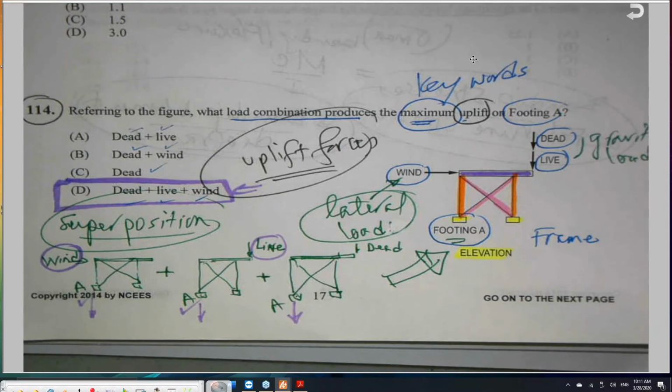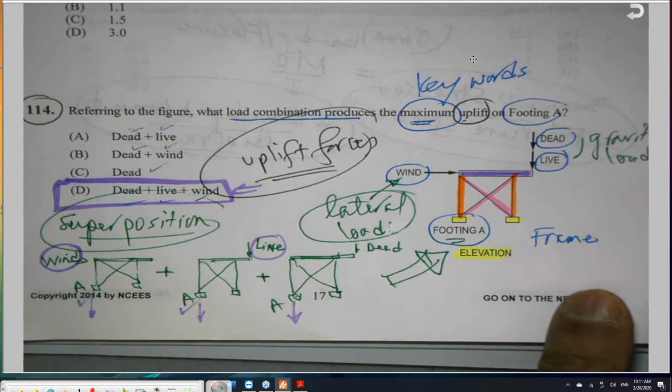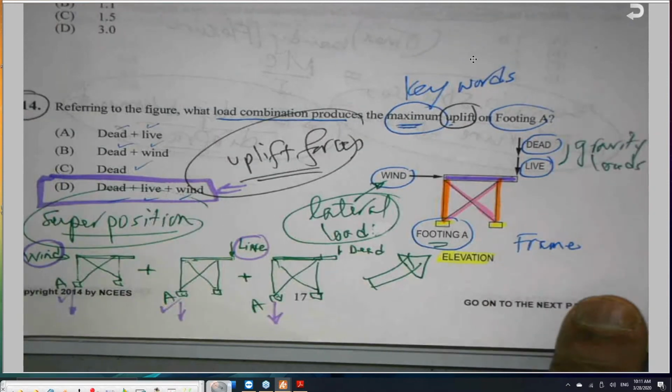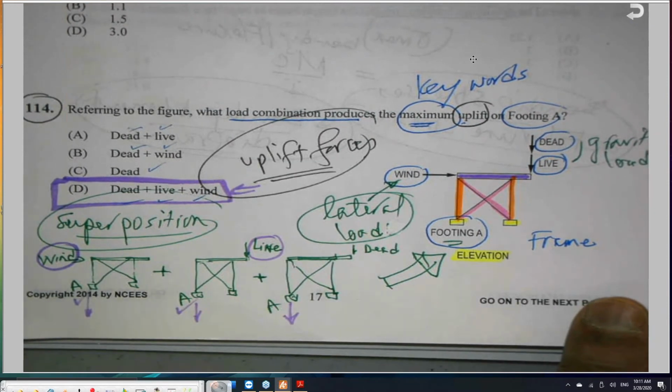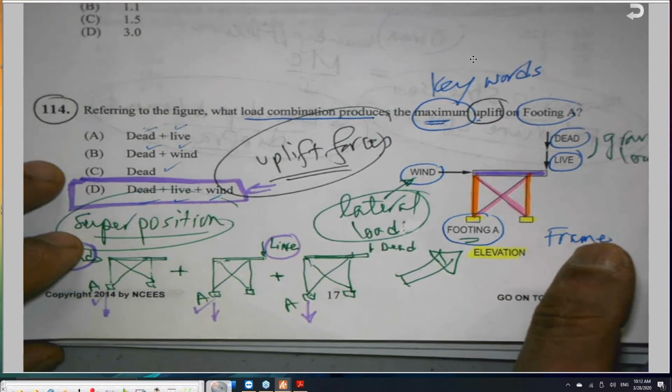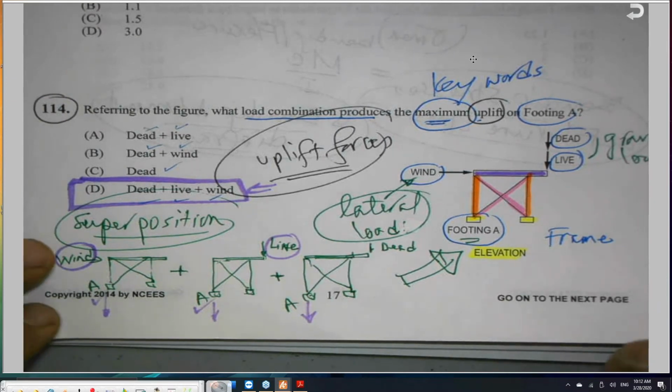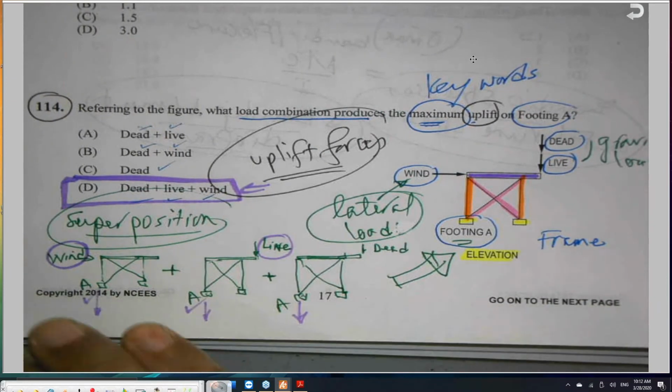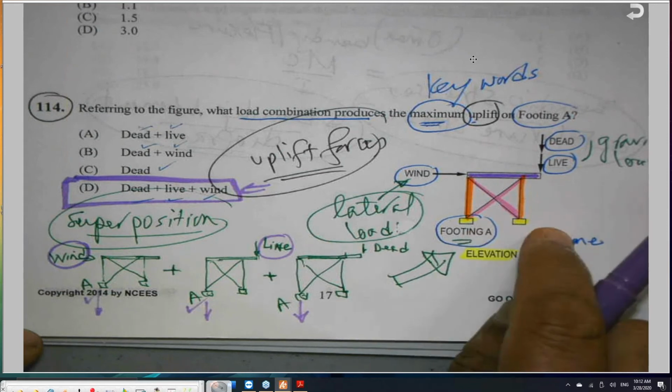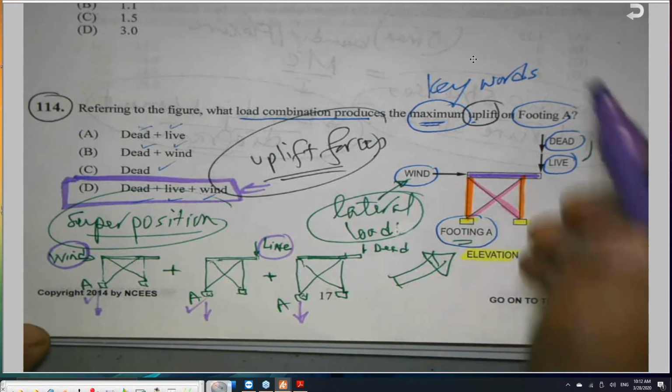Are you following me? So we need to understand the concept, because on the exam, you will not find problems similar to any problems available in the market. It's just a matter of they come up with new problems every time, okay? But since I understand the concept, it does not make any difference if he gives me a frame or a beam or a truss. Talking about the uplift.